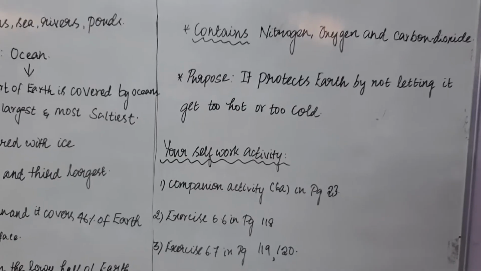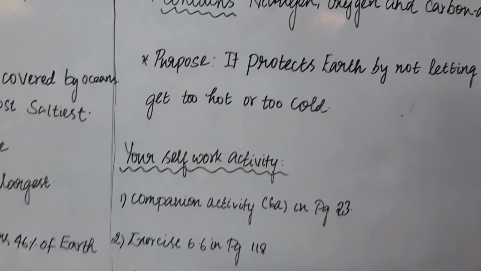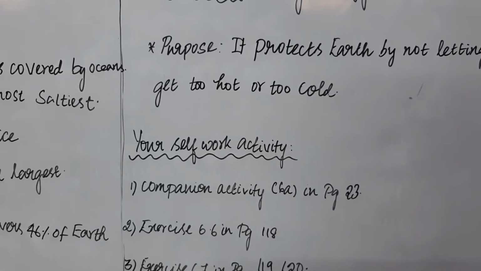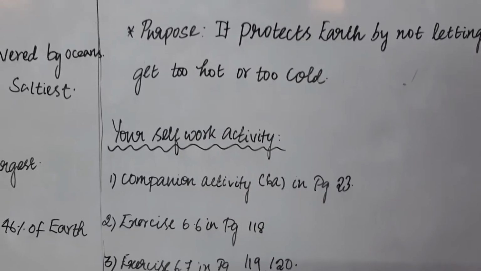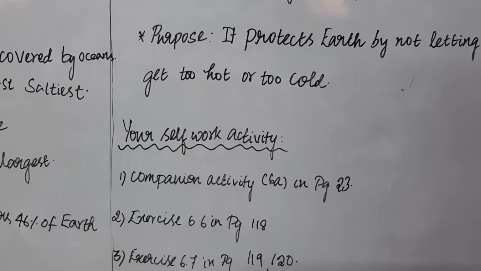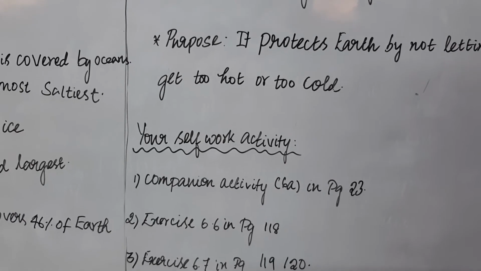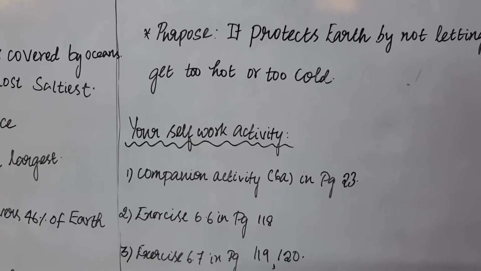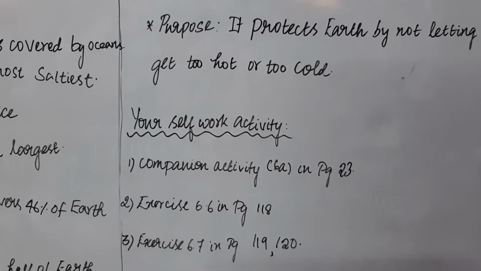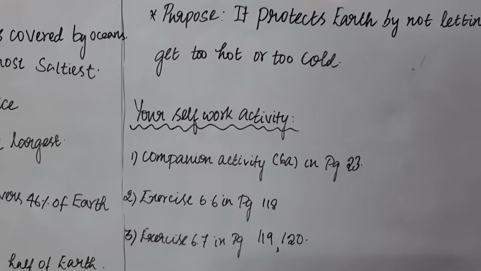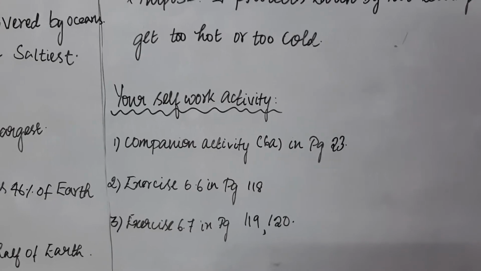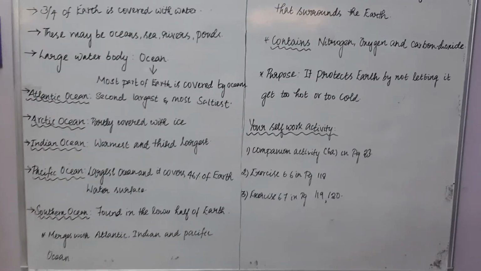Shall we go to the self-work activity now? I thought of giving you three self-work activities. The first is in your companion page number 23, 6A. Complete that activity first. Then you can move on to the second activity, which is in your Social Studies Studio Volume 1, page number 118, exercise number 6.6. After completion, you can concentrate on exercise number 6.7 on pages 119 and 120. So this is your social self-work today.